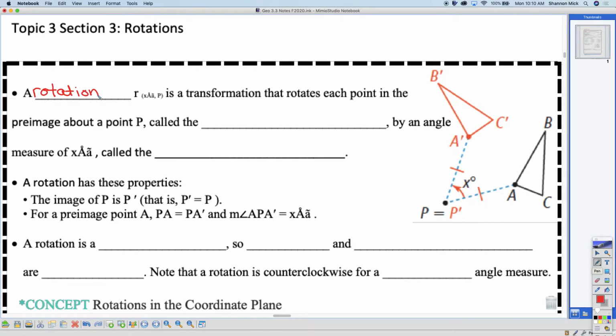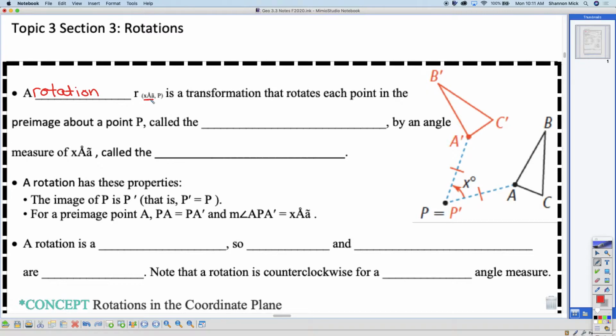Okay, a rotation R. Now, a capital R was for what? Reflection. A lowercase r is for rotation. Now, the first part is the angle. So it would be like 180, 20, 30. Okay, the ones we are going to do are 90, 180, 360, 270. Okay, that's what we're going to do.